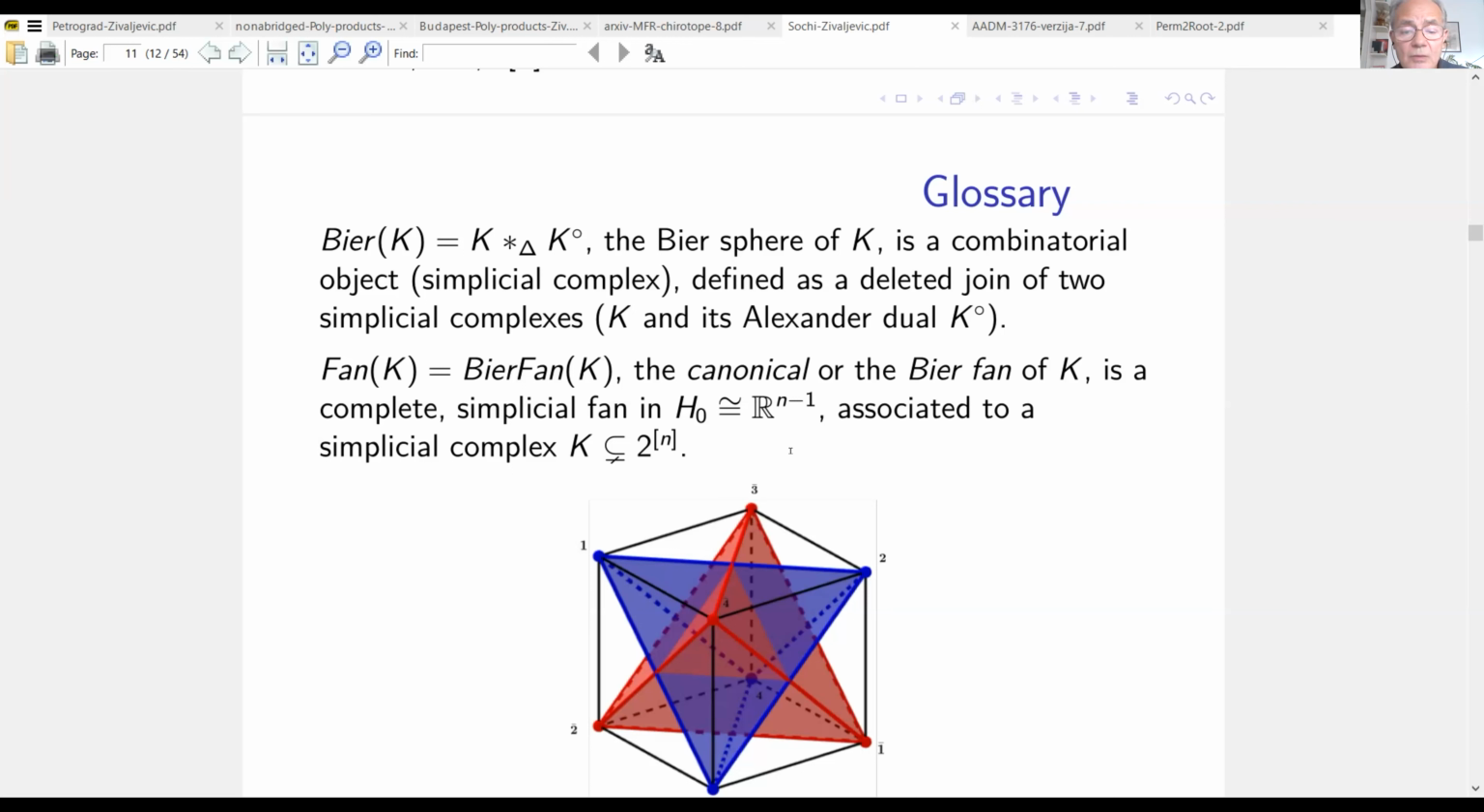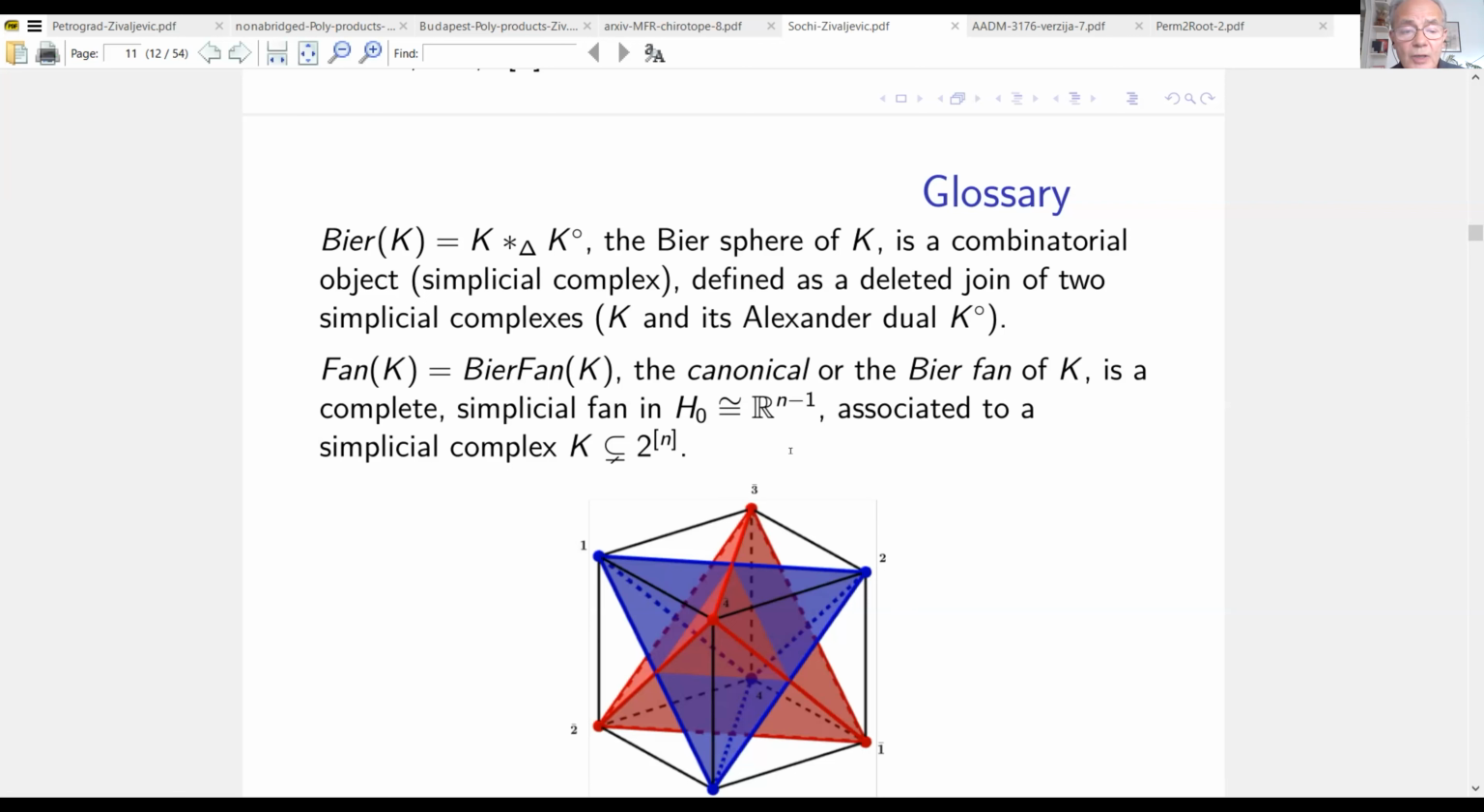It turns out, somewhat surprisingly, which was established in our first paper, that each Bier sphere, a combinatorial object, admits a star-shaped embedding in a Euclidean space. It is known that there do exist simplicial spheres which are not star-shaped. So it is known, of course, many of them are not polytopal, but even some of them are not even star-shaped. And it turns out that Bier spheres are star-shaped.